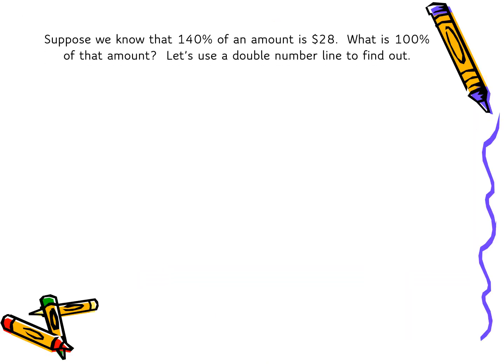Let's take a look at this problem. Suppose we know that 140% of an amount is $28. What is 100% of that amount? Let's use a double number line to find out.